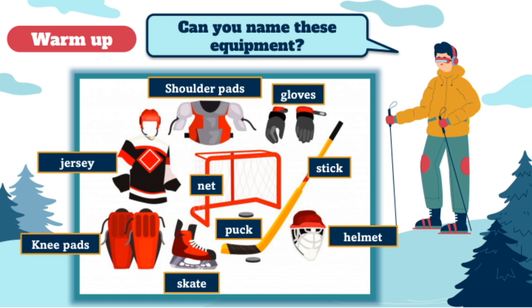The net is where you aim to score, and the puck is the object you hit. The jersey is part of your uniform, helping to identify your team. Knee pads and shoulder pads protect your joints from injury during play. Skates are essential for moving quickly on the ice, and the helmet keeps your head safe. The stick is what you use to hit the puck, and gloves offer grip and protection. Recognizing and understanding these pieces of equipment is a key step in becoming a confident and safe player.